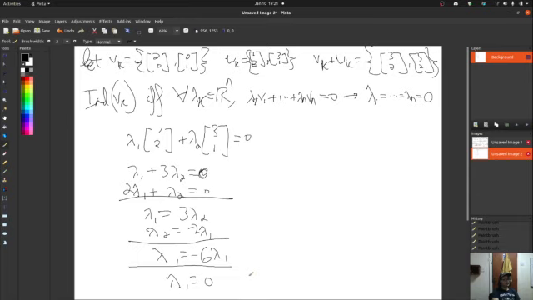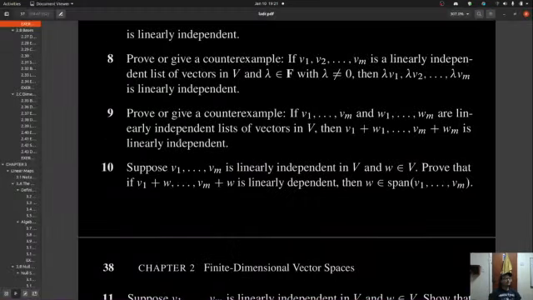Similarly, lambda 2 equals minus 6 lambda 2, and that implies that lambda 2 equals 0. So from lambda 1 v1 plus lambda 2 v2 equals 0, I concluded that lambda 1 equals 0 and lambda 2 equals 0. So I have independence. Bada bing, bada boom. Nothing impressive at all. But we've done that.